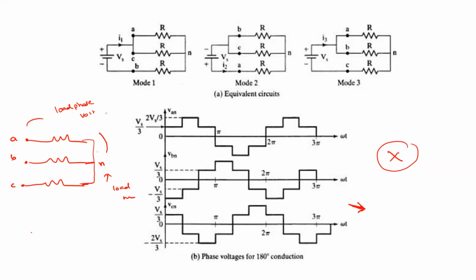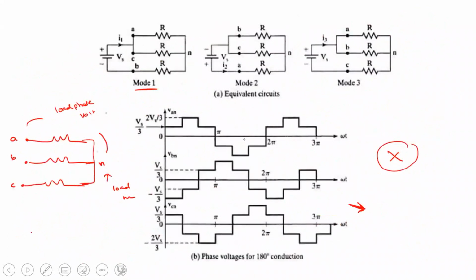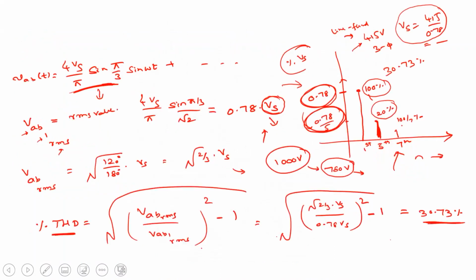Okay. So we have different modes of operation, right? You're aware of mode 1, right? In mode 1, which devices are in conduction? In this mode 1, 5, 6, and 1 are in conduction. If 5, 6, 1 are conducting, this 1 is the A phase positive, 5 is the C phase positive terminal, and the 6 is the negative terminal. So from this you can see.